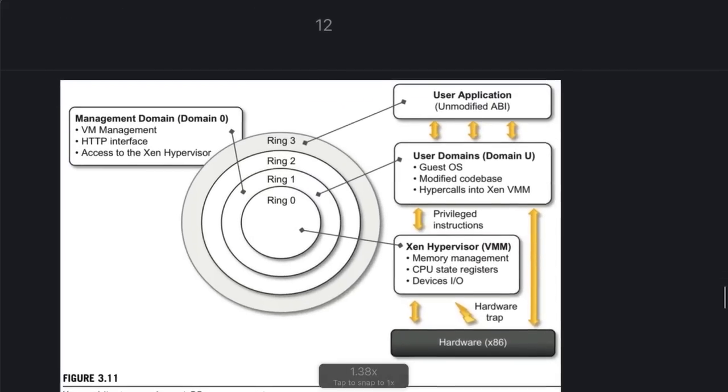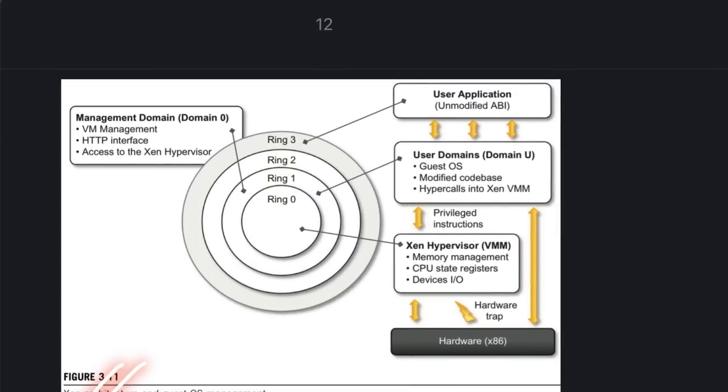So if you look at this figure, it speaks about the Xen architecture and the guest operating system management. First one we have is the Xen hypervisor here. The Xen hypervisor is also called the virtual machine manager. It will run at the highest privilege level, that is ring 0 or the kernel mode. So it will control and manage the entire virtualization environment. It will directly interact with the hardware, CPU, memory, IO devices, and it will provide a virtualized environment for the guest operating system. Here the operations are memory management, CPU state registers and device IO operations.